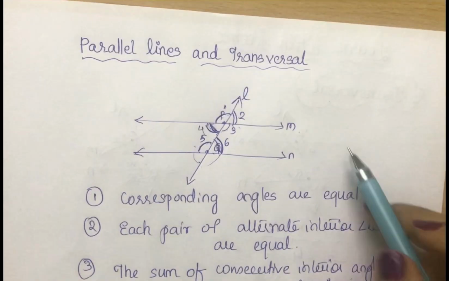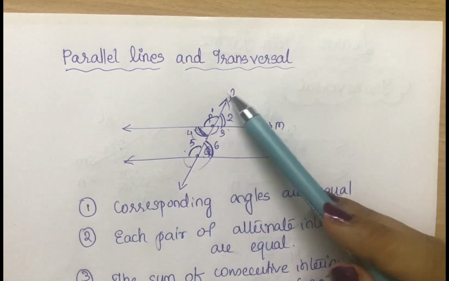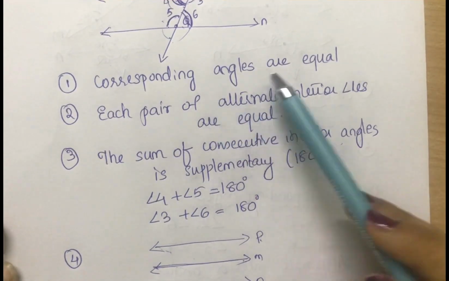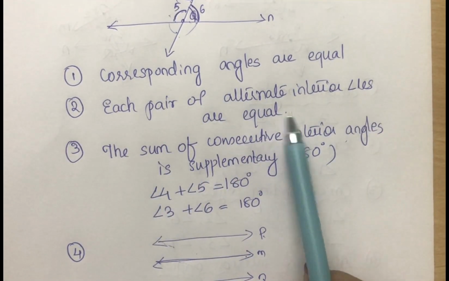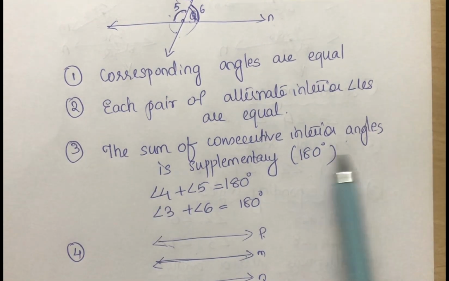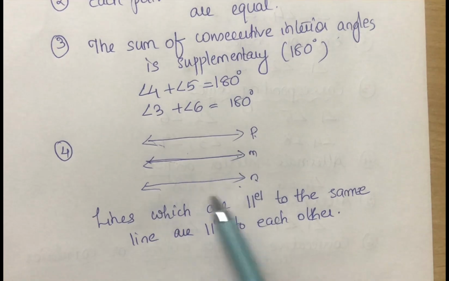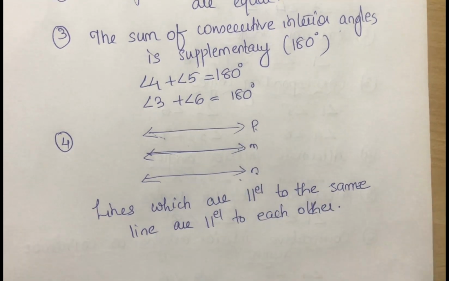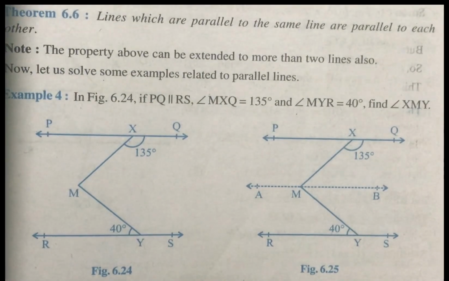So if M and N lines are parallel and a transversal intersects them, corresponding angles are equal, each pair of alternate interior angles are equal, the sum of the consecutive interior angles is supplementary, that is 180, and the lines which are parallel to the same line are parallel to each other. Now we'll solve some textbook examples.